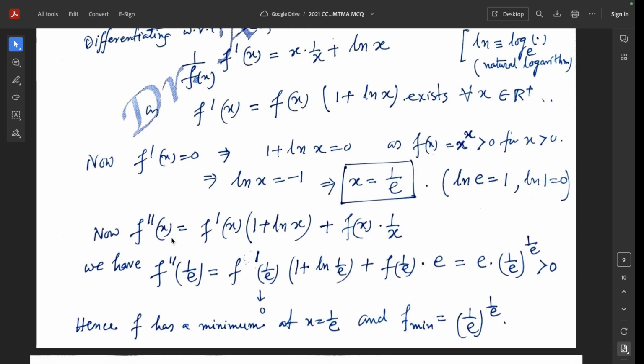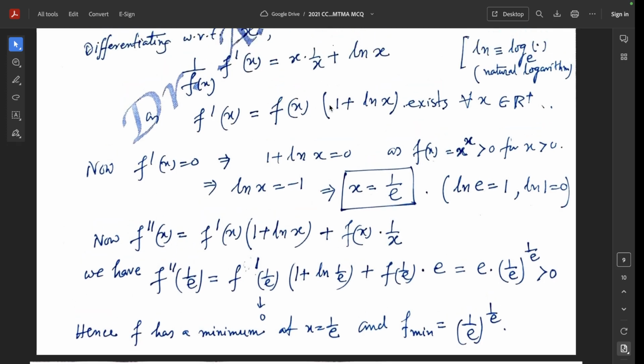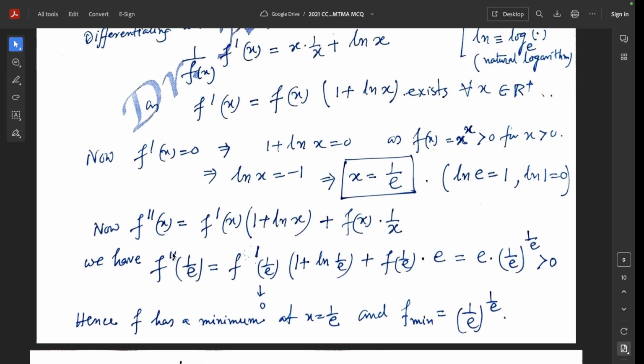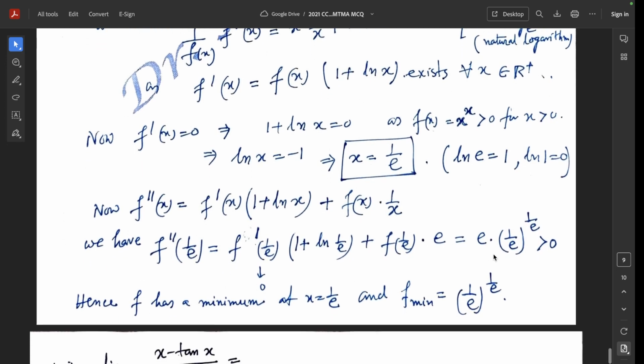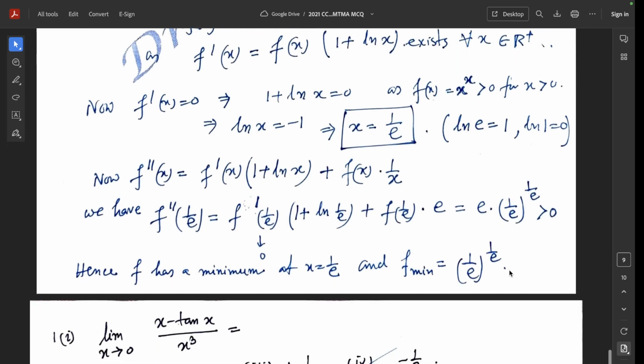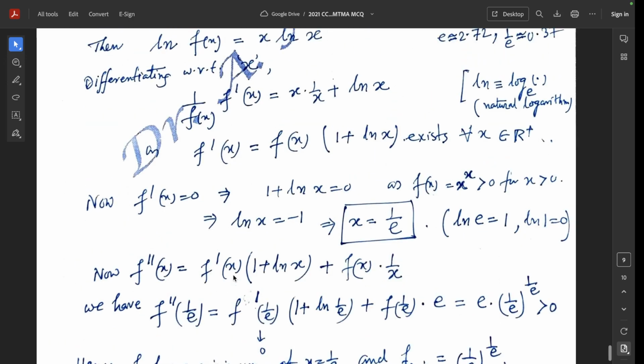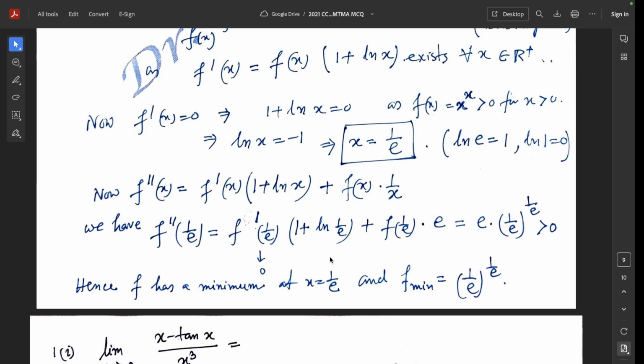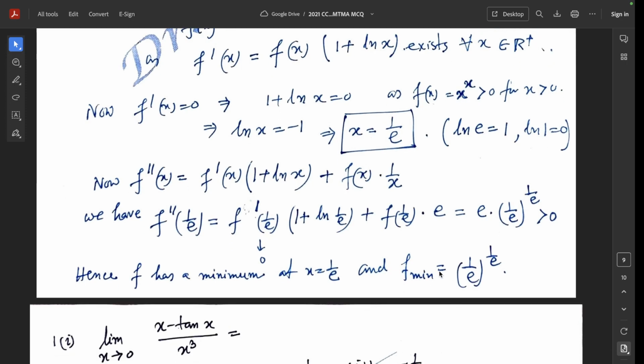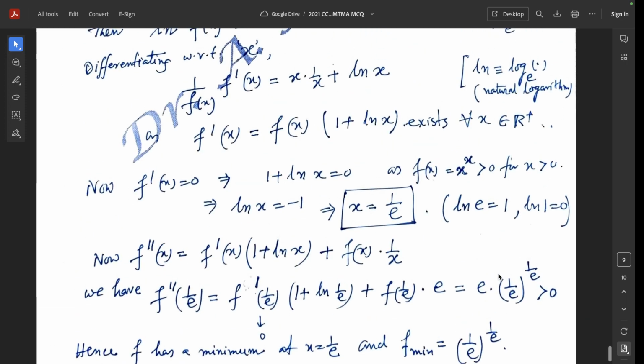Now f double dash x is equal to, from f dash x, (1 plus ln x) plus f(x) into 1 by x. So f double dash at 1 by e equals e into 1 by e to the power 1 by e, which is greater than 0. Hence f has a local minimum, actually the global minimum also, at x equal to 1 by e, and the minimum value is (1 by e) whole to the power 1 by e.